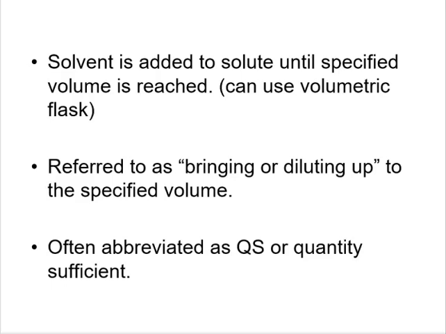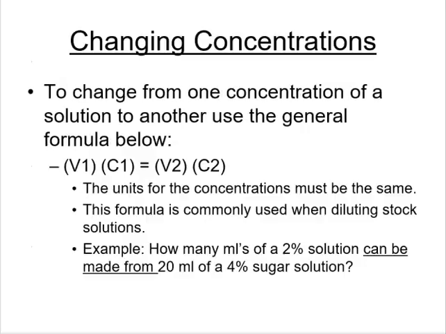The solvent is added to the solute until a specified volume is reached, and that's what we did in that example. This is referred to as bringing up or diluting up to a specified volume. It is often abbreviated as QS, or quantity sufficient. Now we need to review changing concentrations.